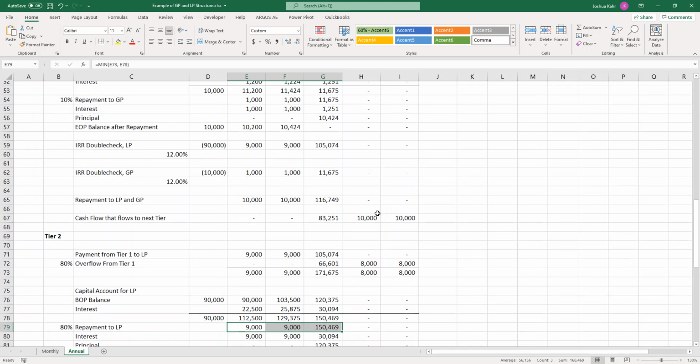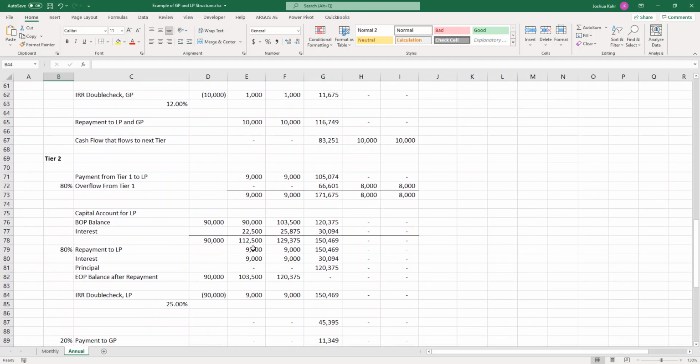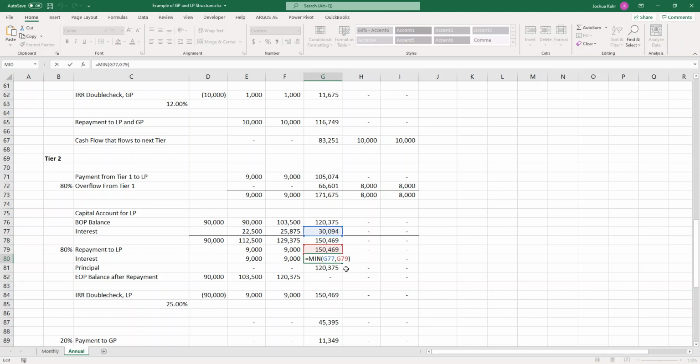So if you think about it, up here in tier one, we're saying what would we need to give the LP to get them 12% of the money if we gave them 90% of the cash? Now we're saying, what would we need to give them if we wanted to give them 80% of the money up to a 25? Now, if you think about it, if we know what we're giving them up to a 12, and we know what we're giving them up to a 25, we should be able to figure the difference. So here goes. The interest is a min function. We've seen that before. The principal is the difference between the repayment and the interest. That's fine.